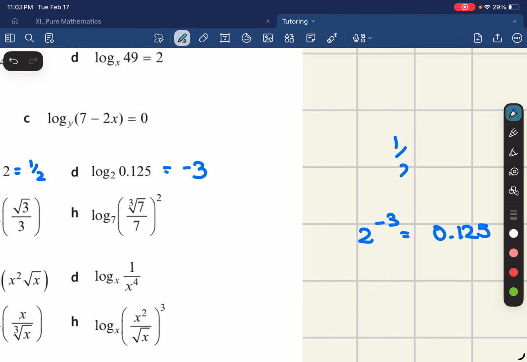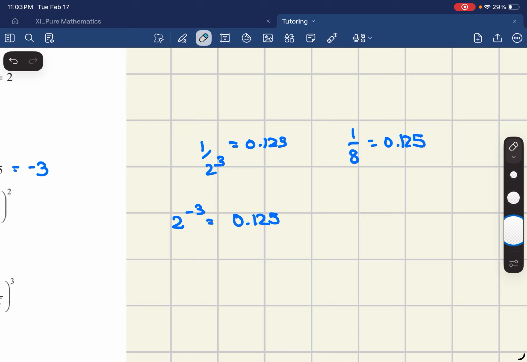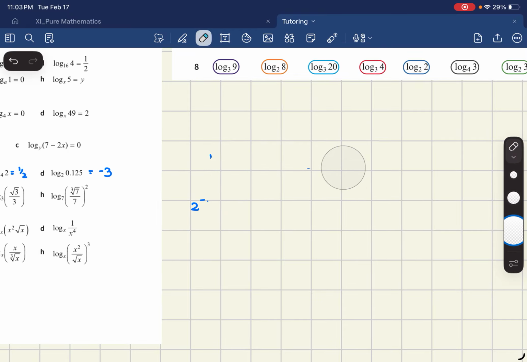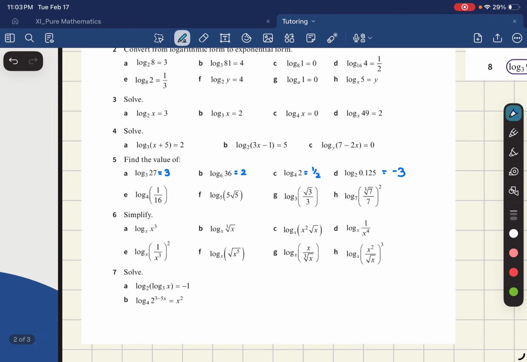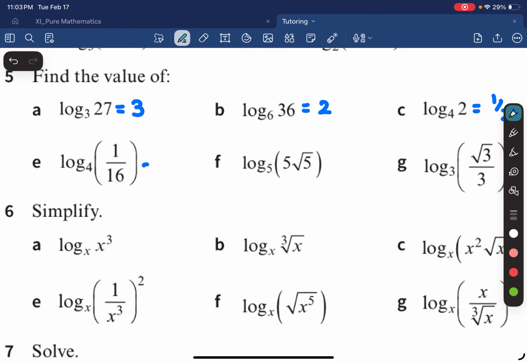So 1 over 2 to the power 3 should be 0.125. And this says that 1 over 8 should be 0.125. And if you put it in your calculator, 1 over 8 is exactly 0.125. So you can see that the change of base, when we changed our base to 10, it still gave us the correct answer. But we will look into why that is in a later video. So that is simply negative 2.